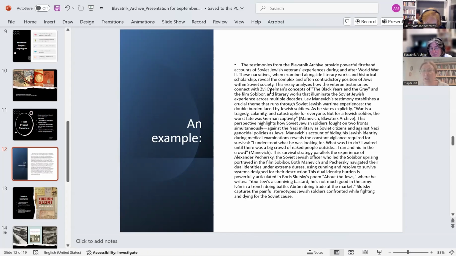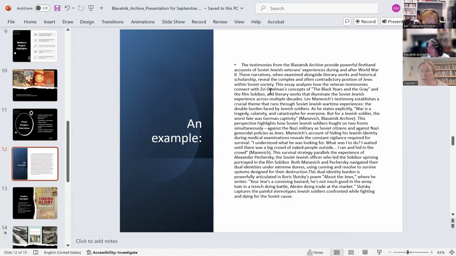But what for me was very interesting, if we go to the very end, is that one of the students combines one of the interviews that he decided to analyze with the film Sobibor. The interview was by Manevich. And what he does is combine it with Alexander Pechersky from Sobibor.